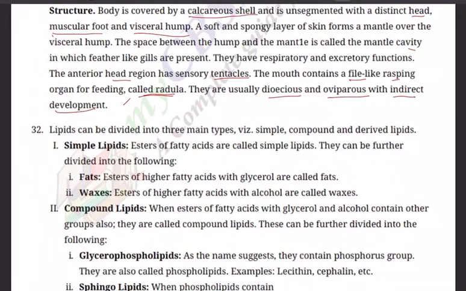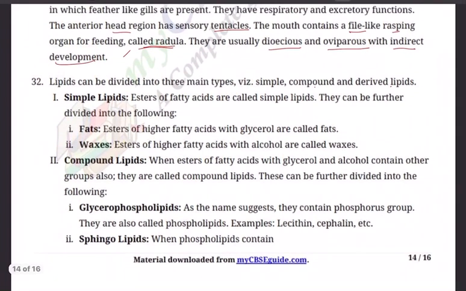Question 32. Describe various forms of lipids with a few examples. Lipids, that is fats, can be divided into 3 main types: simple lipids, compound lipids, and derived lipids. Simple lipids are esters of fatty acids. They can be further divided into fats and waxes. Fats are esters of higher fatty acids with glycerol. Esters of higher fatty acids with alcohol are called waxes.